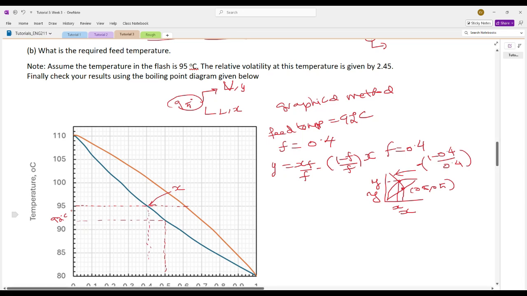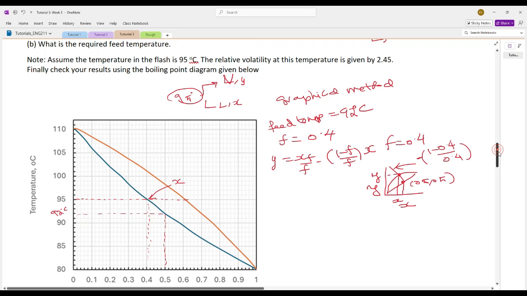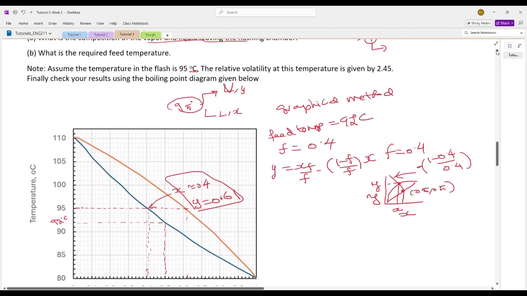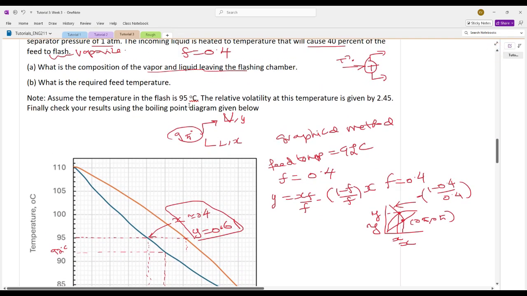draw some line until this line cuts the x-axis, sorry, they call it the abscissa. It's approximately 0.4, x is equal to 0.4, and the corresponding y should be equal to 0.61. So we already solved the problem because we know the temperature of the flash drum. This is the second way to solve the problem, provided we have this information, the temperature in the flash.